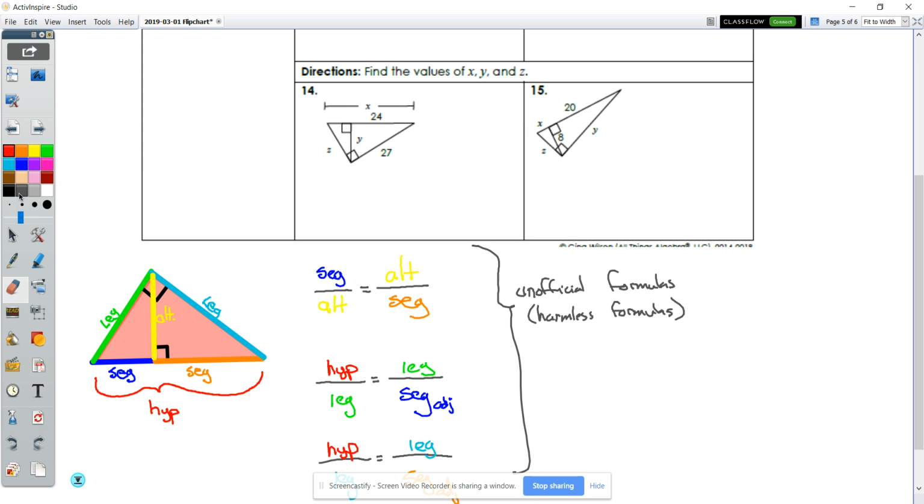Okay. So then I go, let's try another one here. Let's try this hypotenuse leg. So I'm going to go with the leg that I actually have a number for. So the leg is the geometric mean, which means it's going to go here and here.